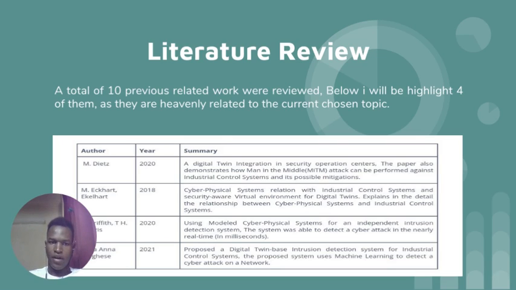Okay, so the next thing is the literature review. For this part, I personally reviewed 10 previous related works, basically papers that are related to digital twin and industrial control systems. I reviewed 10 of them, and I chose 4 of them.